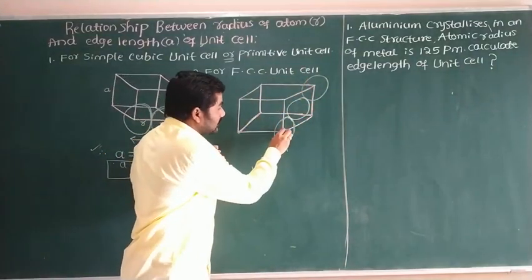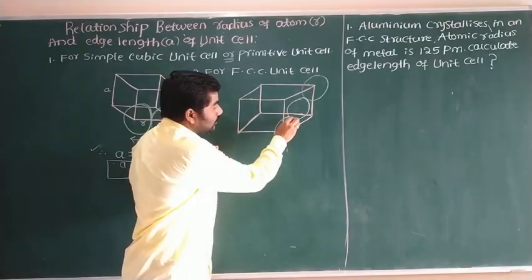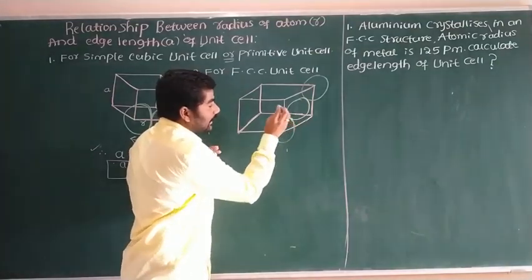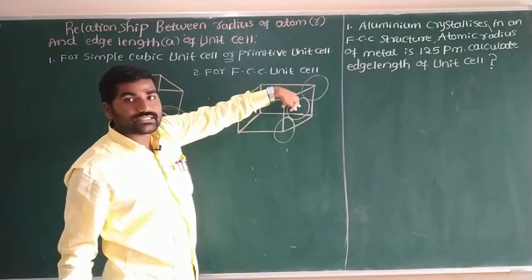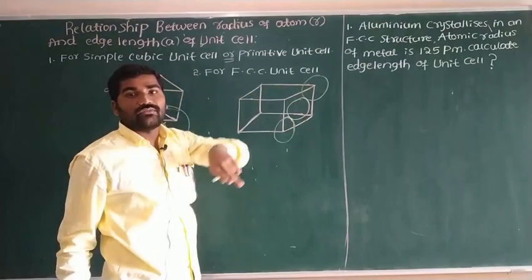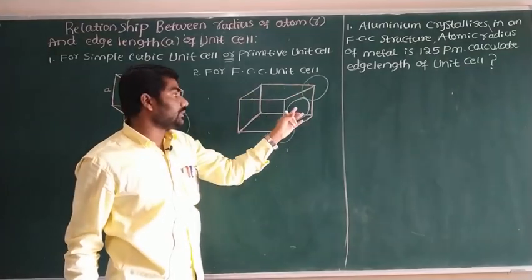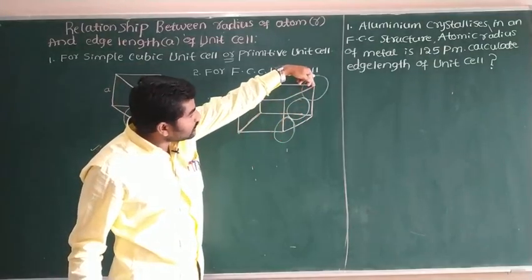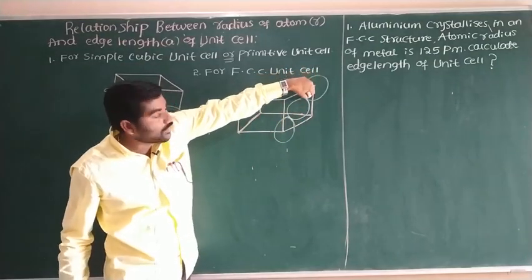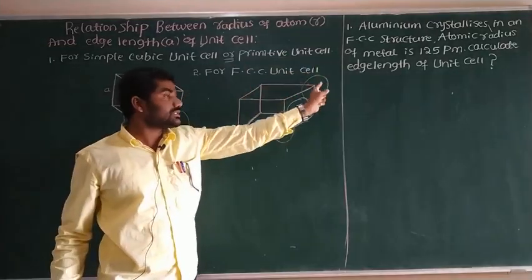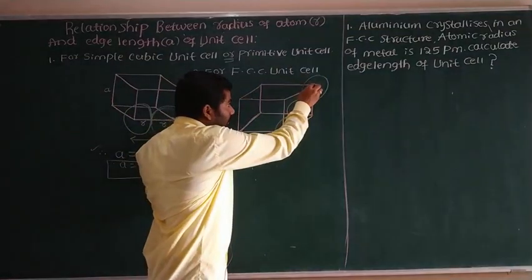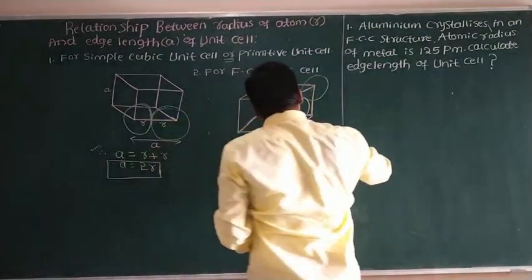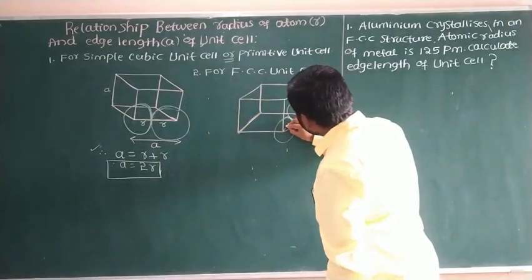Here the distance from the center of the nucleus to the outermost shell is called the radius of the atom, which is represented as r. For this face center atom, we get r plus r, that is, 2r. Here again the distance from the center of the nucleus to the outermost shell of this corner atom is denoted as r. Therefore we will join all these radii of the particles, let us join these three.